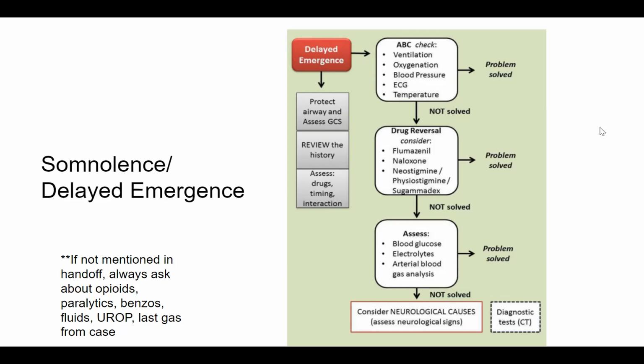But if we walk through this diagram, let's say we have delayed emergence. Again, you start with your ABCs, right? Think about ventilation, oxygenation, their temperature. Are they super cold? We always make sure the airway's protected. Let's say that that's fine, but we're still having trouble and still not waking up. Consider our drug reversals, which we just talked through. Let's say the problem's still not solved.